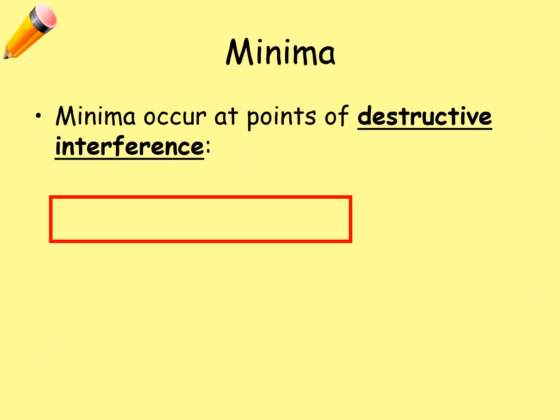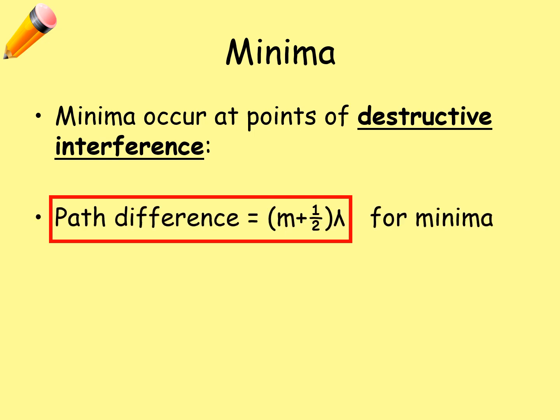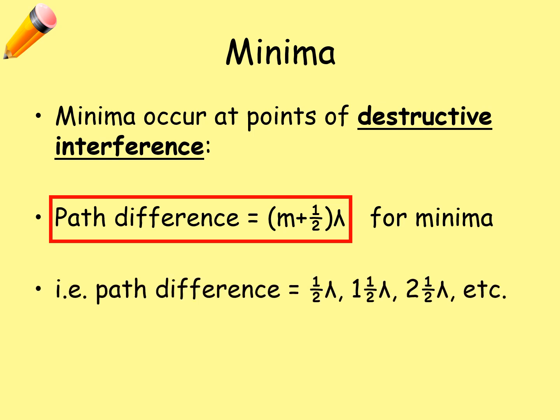Minima. Minima occurs at points of destructive interference, that is, the waves meet out of phase. Remember the rule for minima is the path difference is equal to m plus 1/2 lambda, i.e. the path difference is half a lambda, 1.5 lambda, 2.5 lambda, etc.